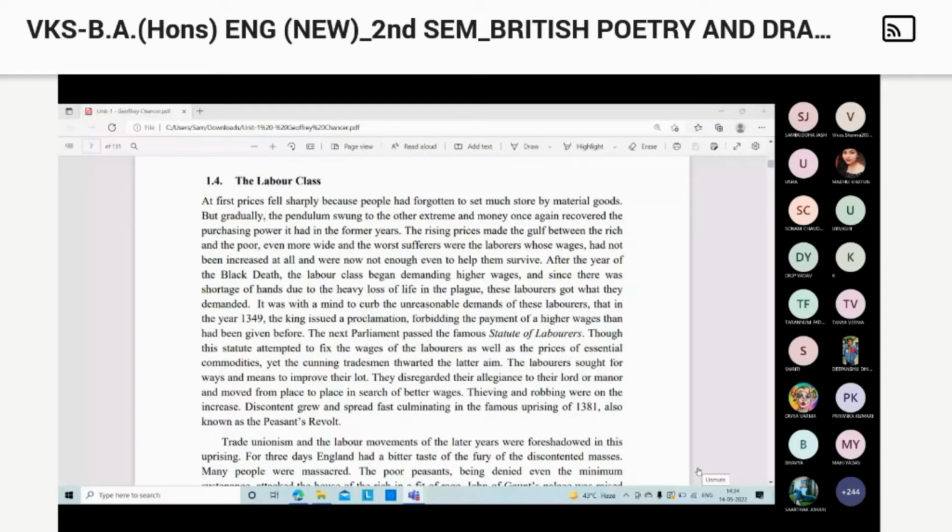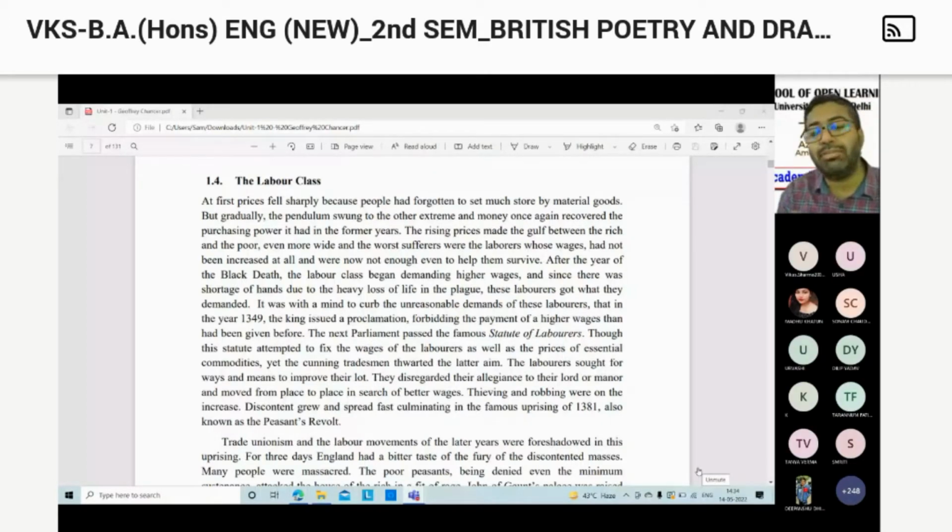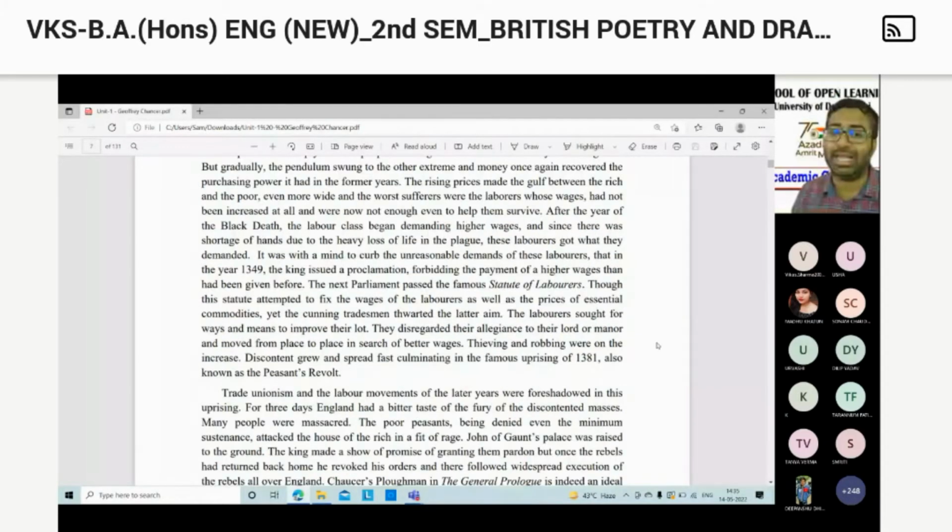Okay, I hope you have all read it. So it is about the labor class, what was happening to them, and the labor this time, the labor classes were also raising in revolt. They were also asking for equal wages. They were also asking for equal rights, just like the people of the other times were demanding. So trade unionism and labor movements of the later years were foreshadowed, and all these things have been documented or have been presented by Chaucer in this general prologue.